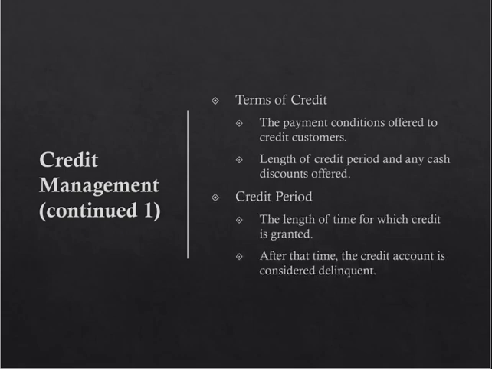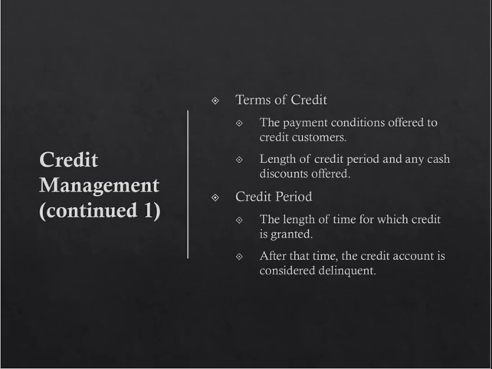Credit terms are the payment conditions offered to credit customers, length of credit period, and any cash discounts offered. So again, you may have things like 2/10 net 30. You may go net 45. You may have credit terms that say if you're late after 60 days, we're going to charge 1.5% per month interest. Those are all your terms.